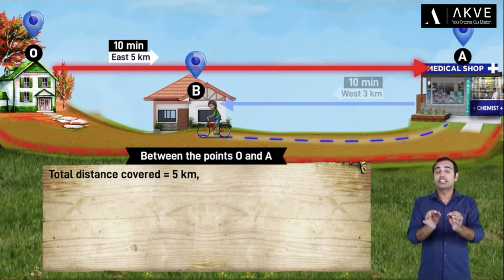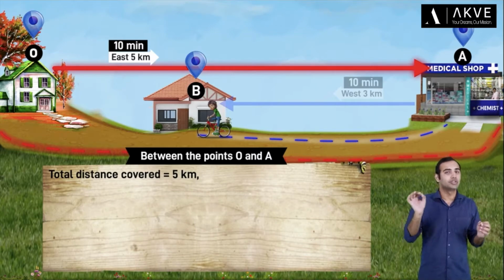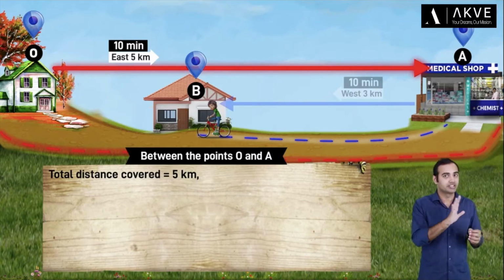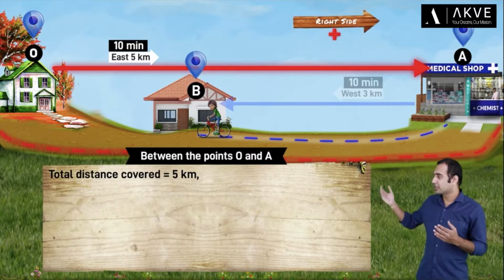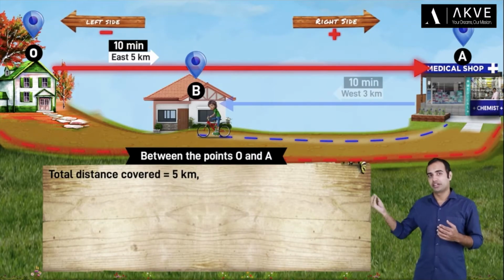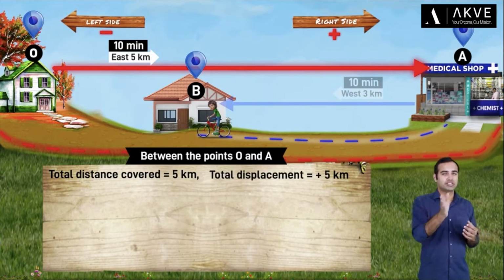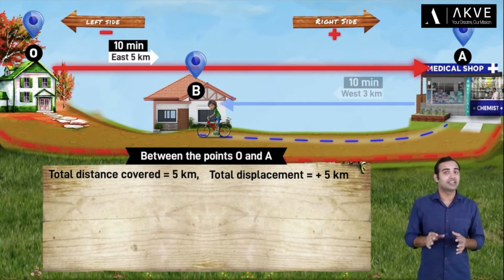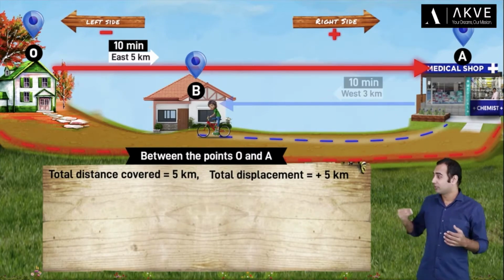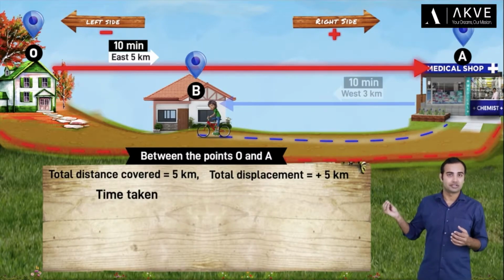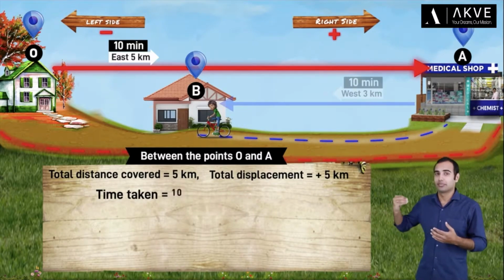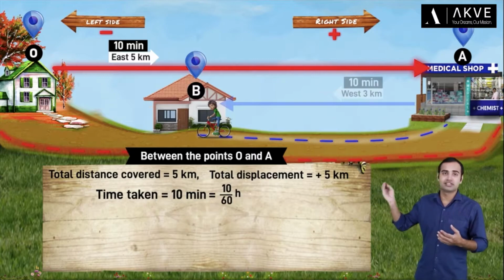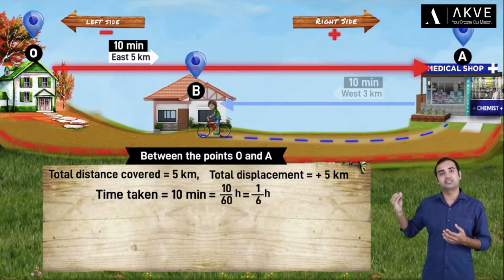Well, you see, because displacement is a vector quantity, we need to define a sign convention first. Now, assuming right side to be positive and left side to be negative, our displacement comes out to be plus 5 kilometers, where the positive sign represents the right direction. Now, the time taken to cover this distance or this displacement is equal to 10 minutes, which is the same as 10 by 60 hours or simply 1 by 6 hours.